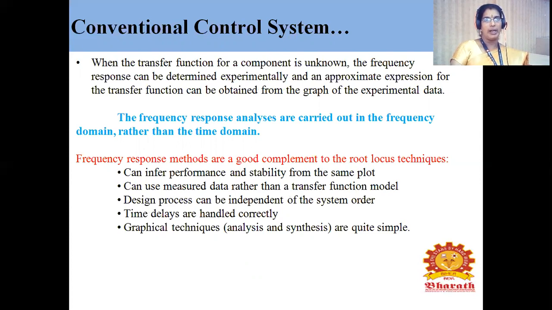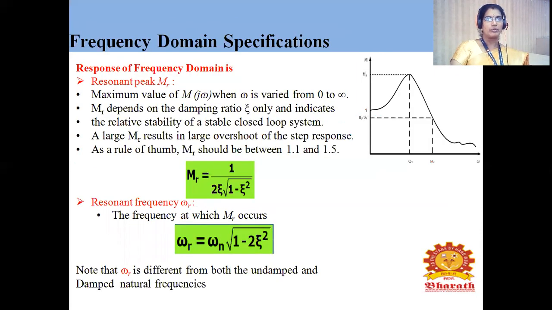Compared with root locus techniques, I've listed them here. First, we can infer performance and stability from the same plot. Second, it can use measured data rather than the transfer function model. There is no need for a transfer function model. We can measure data directly using experimental analysis. Third, the design process can be independent of the system order. Time delays are handled correctly. And graphical techniques, analysis and synthesis are quite simple in the case of frequency response methods.